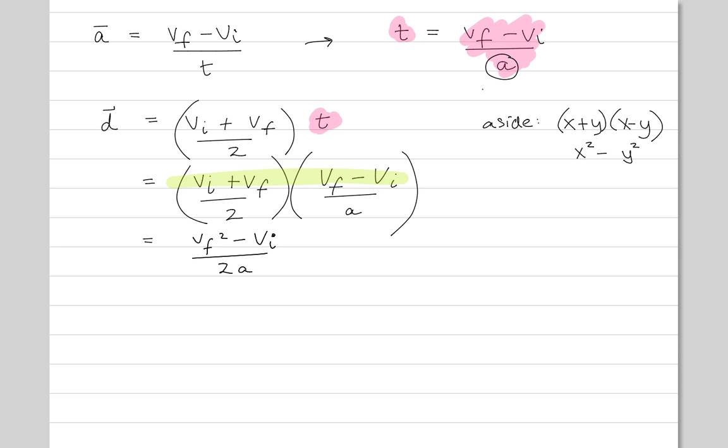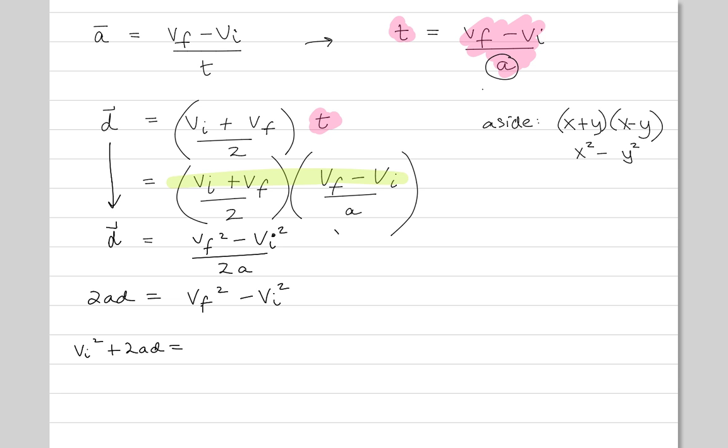And we're almost done. I'm just going to drop this displacement term down here. Cross multiply the 2a, so we don't have any nasty denominator. So it's 2ad over there, and this is our formula. Typically on the formula sheet, it starts with vf squared, so we'll bring that vi term over. It's vi squared plus 2ad equals vf squared.